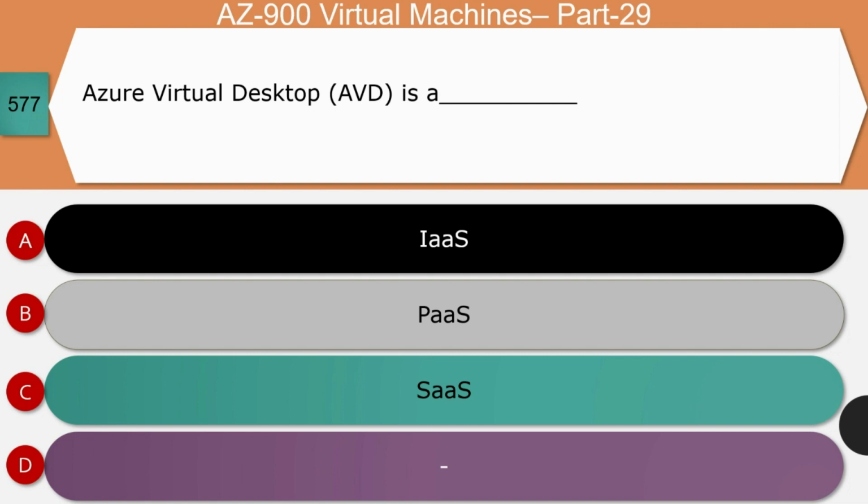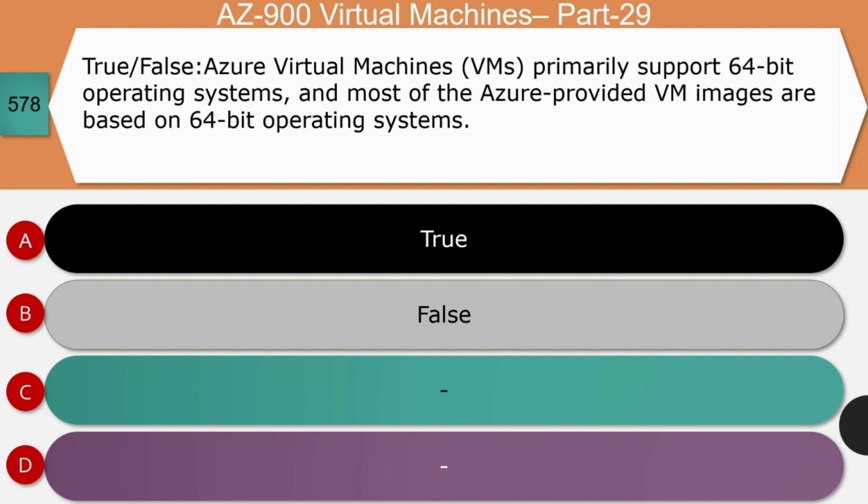Next question, Azure Virtual Desktop is IaaS, PaaS, or SaaS? The right answer for this question is PaaS. Let's see the reason. Azure Virtual Desktop is a platform as a service. It's managed by Microsoft and allows administrators to configure, deploy, and manage a scalable and flexible virtual desktop solution. Please note that a virtual machine is an example of infrastructure as a service.